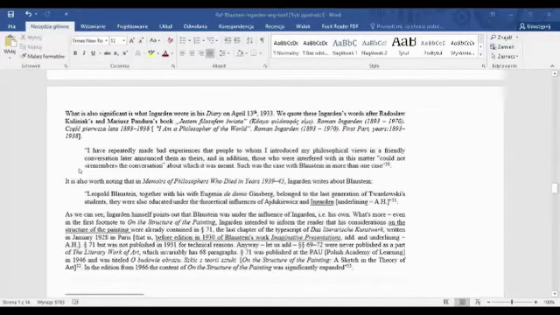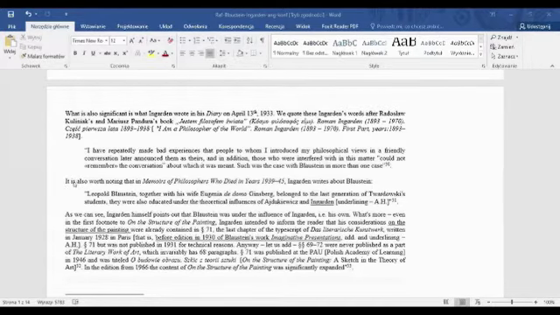What is also significant is what Ingarden wrote in his diary on April 13th, 1933. We quote these Ingarden's words after Radosław Kuliniak and Mariusz Pandura's book. I have repeatedly made bad experiences that people to whom I introduced my philosophical views in a friendly conversation later announced them as theirs. And in addition, those who were confronted in this matter could not remember the conversation about which it was meant. Such was the case with Blaustein in more than one case.